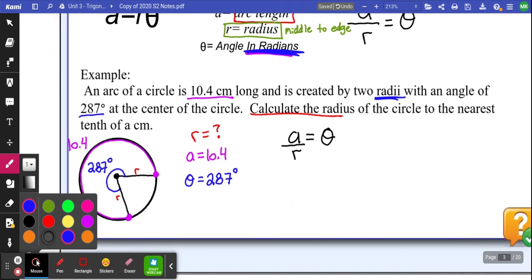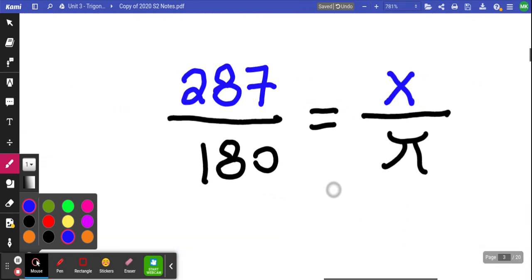To convert it, you start with 180 equals pi on the denominator. You then put what you know on the top. So I know we have 287 degrees. I want to know the radians. I'm going to call that x. To calculate that, I multiply pi to the other side.